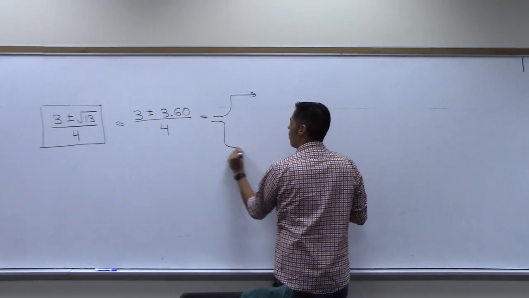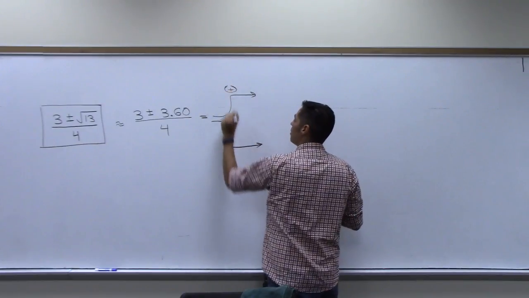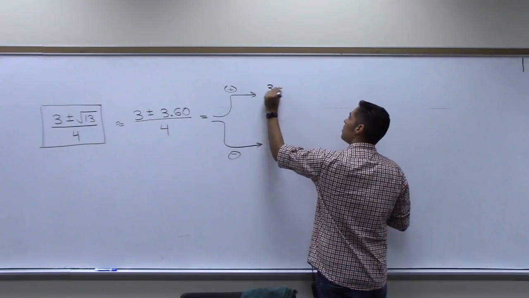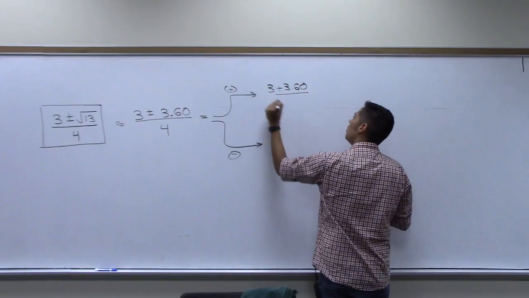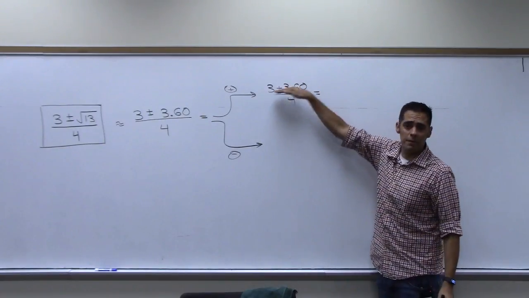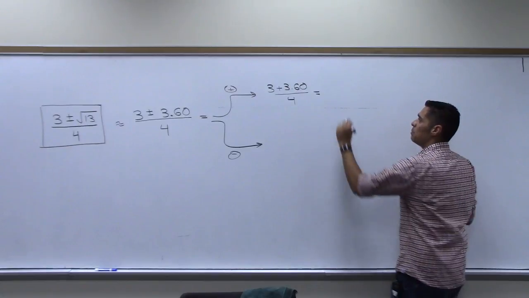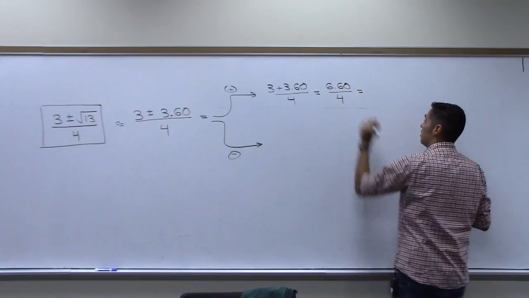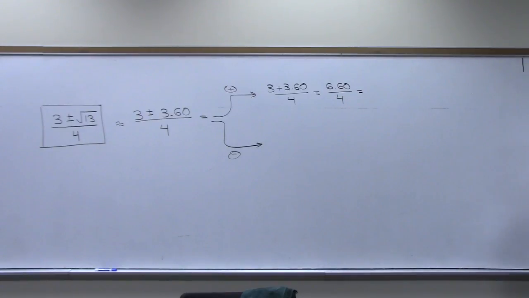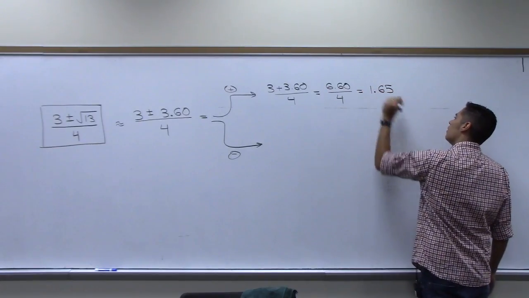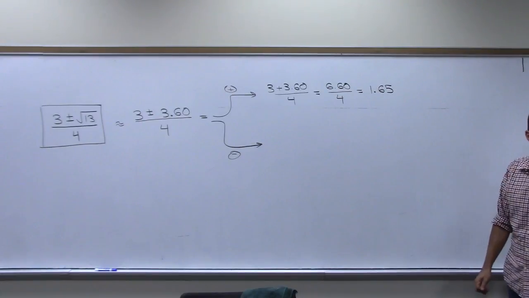And the way I do it is I just break this into two things. I'm going to look at the plus case and then I'm going to look at the minus case. So if it was plus, it'd be 3 plus 3.60 over 4. And when we do that on the calculator, you must do the numerator first, okay? That would be 6.60. Divide that by 4 and give that to me as a decimal. What do you got? 1.65 about? Okay. Understand?